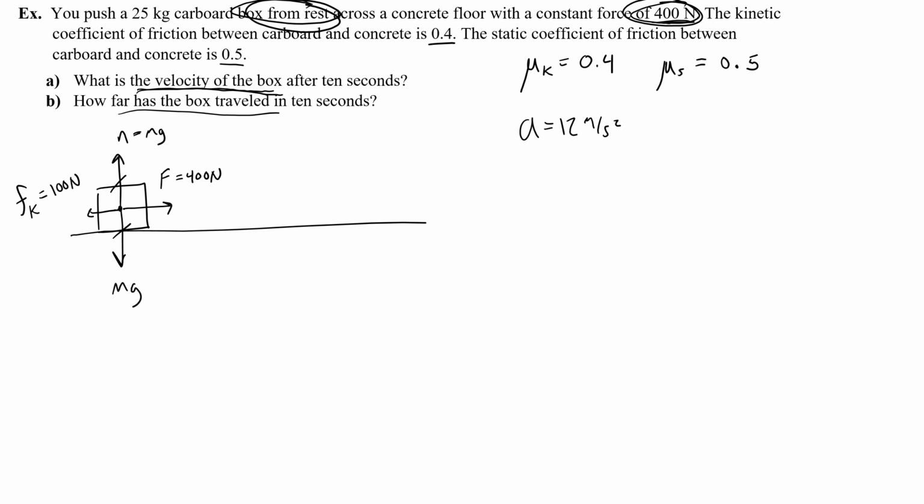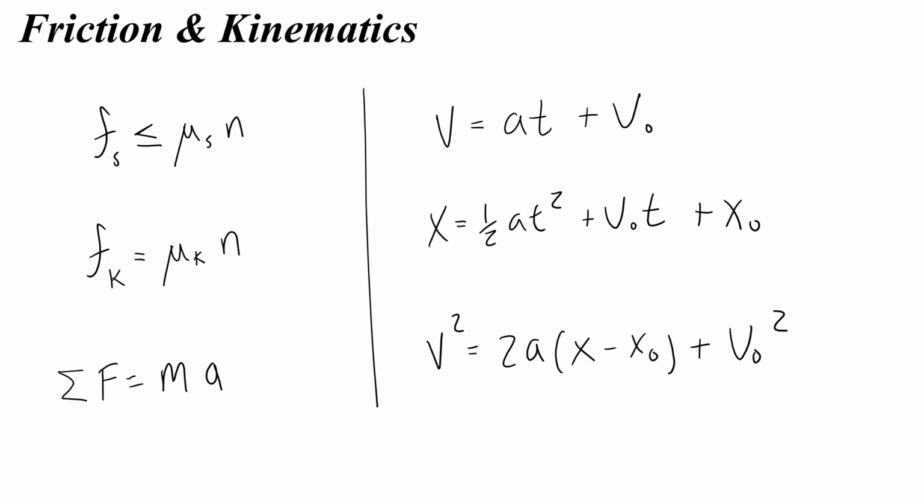Now let's focus on this box. First of all, the fact that it moves from rest tells me that v naught, the initial velocity, is 0. And part A wants me to find the final velocity after 10 seconds. So it gives me t equals 10 and asks to find v. So I take a look at my motion equations and I think, which equation has v, a, t, and v naught in it? Well, the first one.